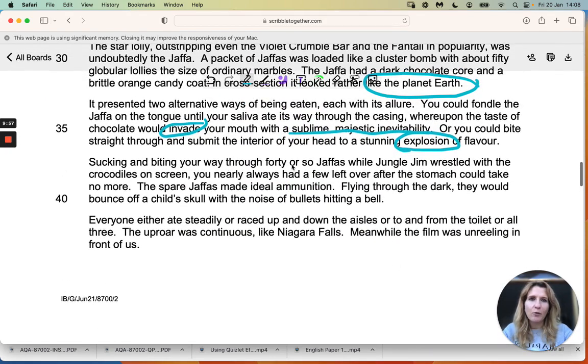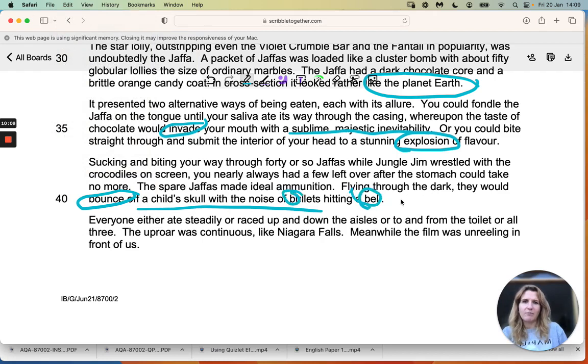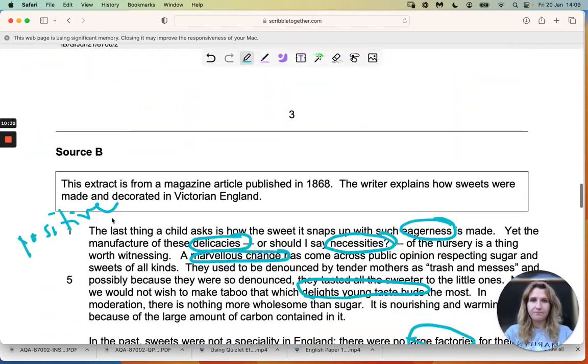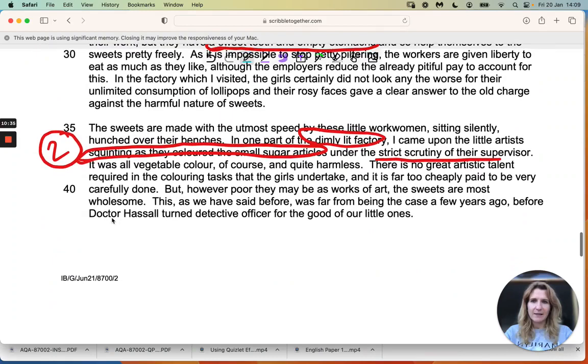Sucking and biting your way through 40, flying through the dark, they would bounce off a child's skull with the noise of bullets hitting the bell. Oh. Okay, we've got the alliteration of bouncing and imagery of a child's skull with the noise of bullets hitting the bell. So again, we've got deadly imagery. Everyone either ate steadily or raced up and down the aisles from the toilet, or all three. The uproar was continuous, like Niagara Falls. Meanwhile, the film was unreeling in front of us. So violent and out of control, which also connects us to sweets in general, doesn't it? So the last one, there's some violence connected to sweets.